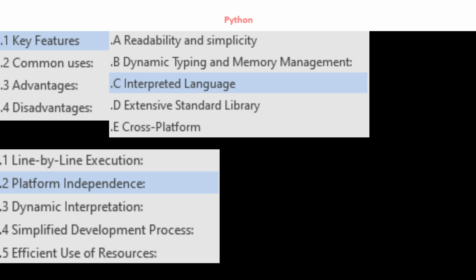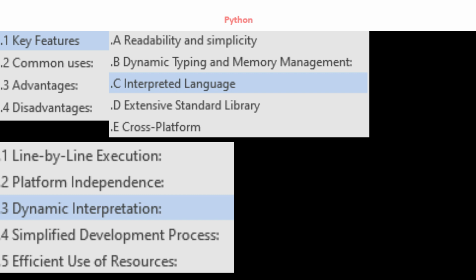No need for compilation. Unlike compiled languages, Python does not require a separate compilation step, reducing the complexity of the build process. Example: running a Python script is as simple as executing python script.py from the command line.